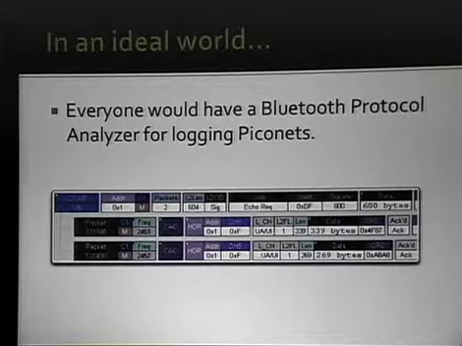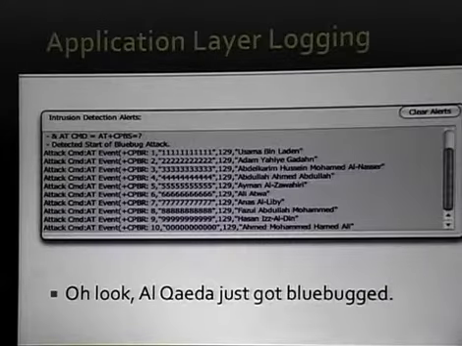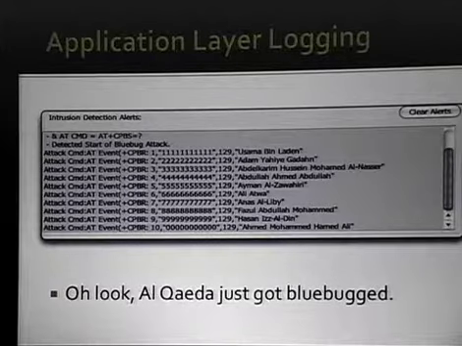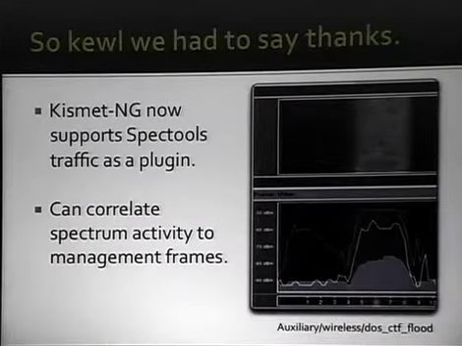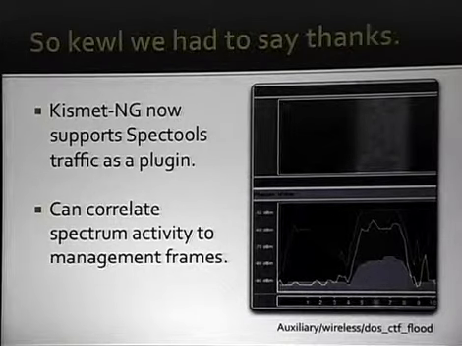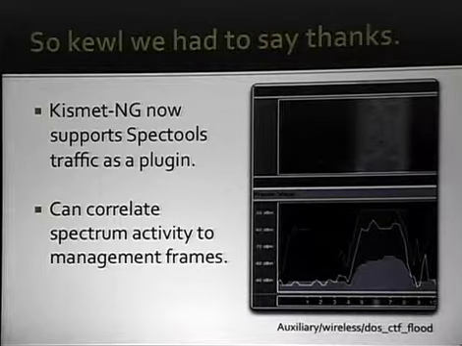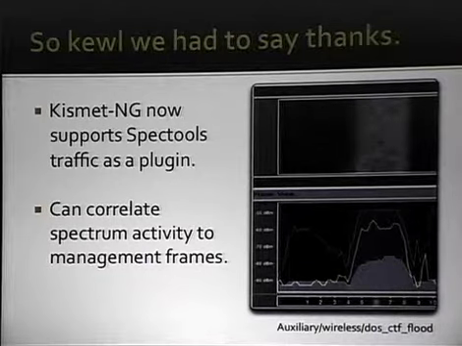In an ideal world, this is what everyone would get: the full packet dumps. The application logging layer is great. We get exactly what commands get issued. Here, someone was generating a BlueBug attack. And then we're logging all of the spectools. Spectools is now built into Kismet, and we're using it to log all the spectrum analysis that's going on in the 2.4 gigahertz frequency band. And we can correlate that to actual events against the mobile devices.